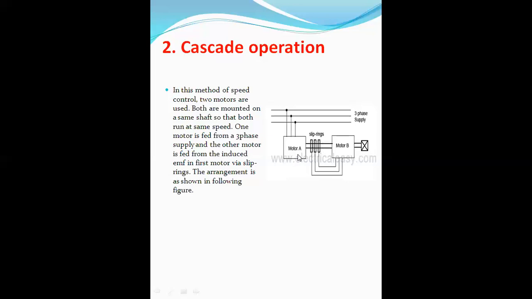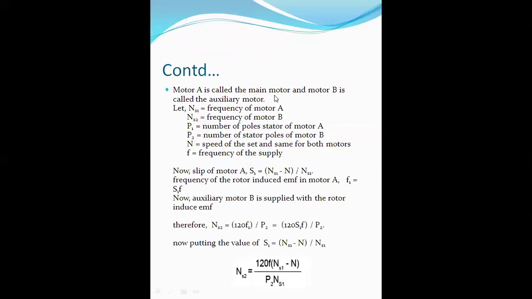A via slip rings. So this is the arrangement that is seen: two motors are connected to a common shaft in order to maintain the same speed, while motor A is fed from the three-phase supply and motor B is fed from the induced EMF of motor A via slip rings. Motor A is called the main motor, and motor B is known as the auxiliary motor.